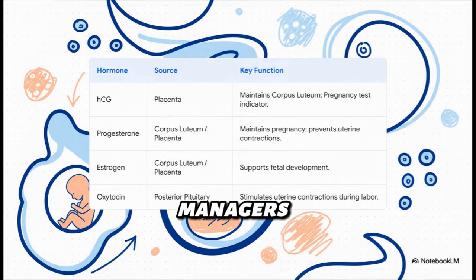Hormones are the managers of this whole 9-month project. HCG is the famous one. It's what pregnancy tests detect. Its main job is to keep the corpus luteum going early on. Progesterone is the progestation hormone. Its whole job is to maintain the pregnancy. Estrogen helps with the baby's development. And then, when it's go time, oxytocin is the one that gets the powerful uterine contractions started for labor.